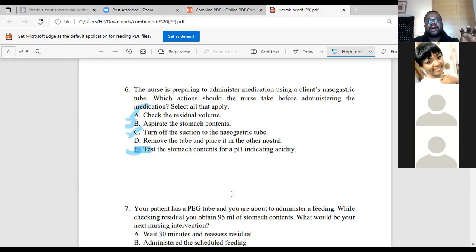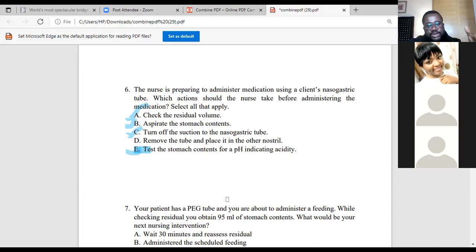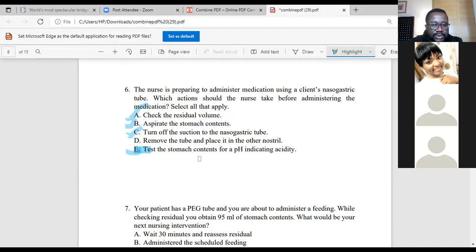The question is asking us to choose the options that are correct, okay? These are the actions you're supposed to do before administering medication or feeding to a client who is on an NG tube. You don't need to remove the tube. Anytime you want to feed, you don't remove one. Don't do that.